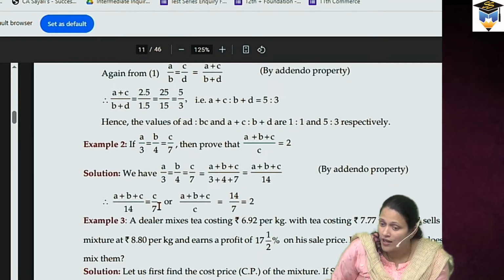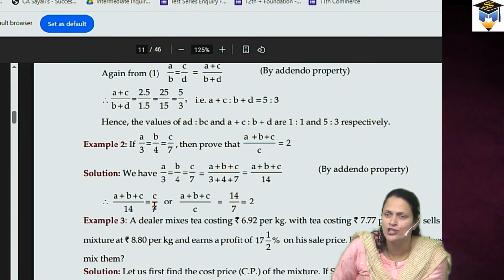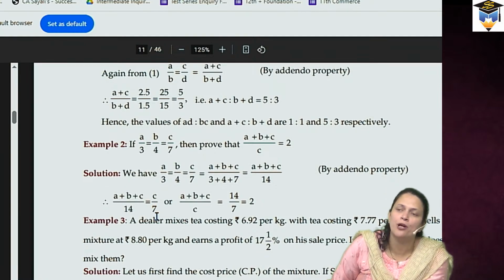Now here they have used one property. Can you tell me which? After this step they have used one property. Alternando.